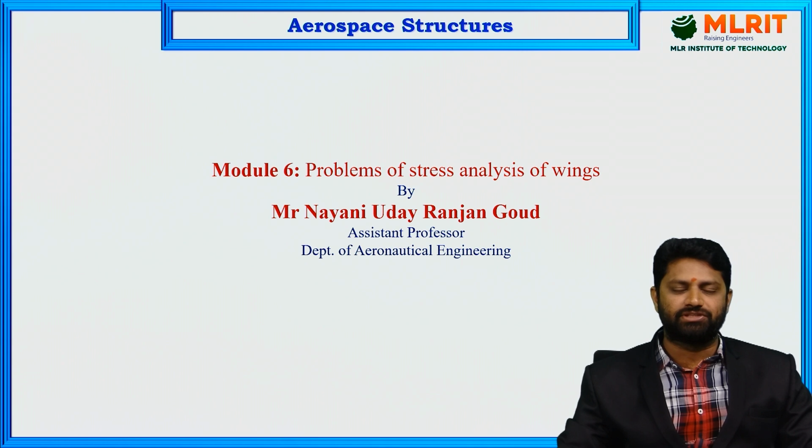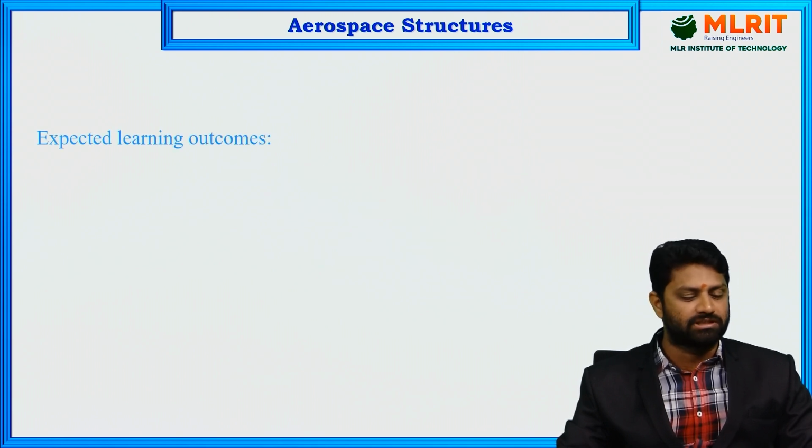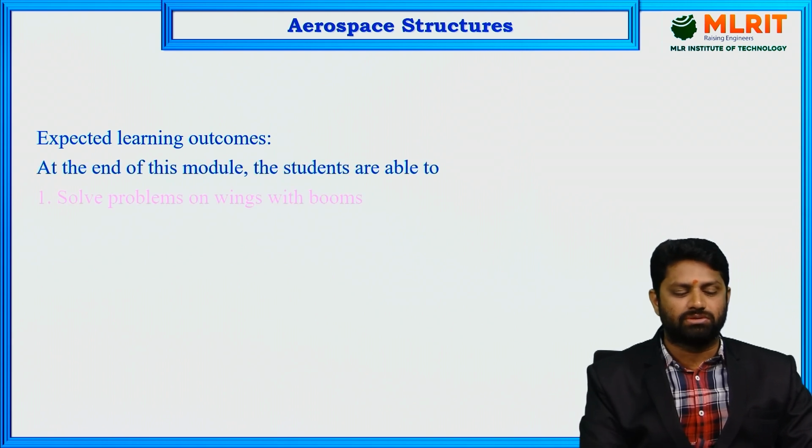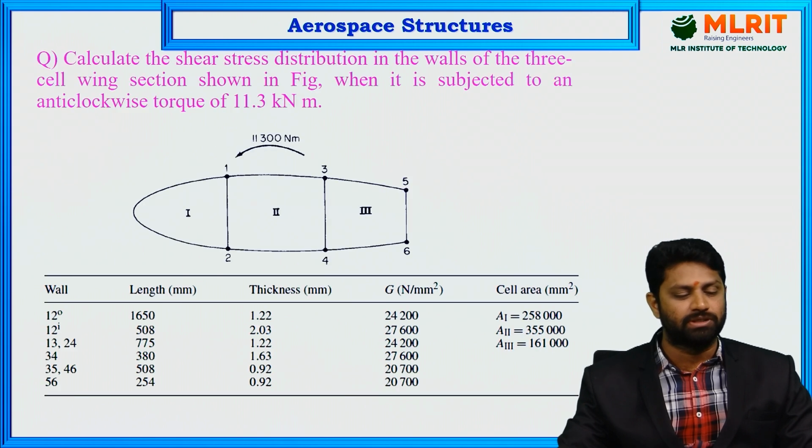So in the last session, we discussed the stress analysis of wing, in which we solved problems, and even saw how the analysis is done if a varying modulus of rigidity is given. Now in this present analysis, we're going to solve problems on stress analysis of wings. The learning outcome of this module is that students are able to solve problems on wing sections that are subjected to booms. To understand this, let's consider one problem.